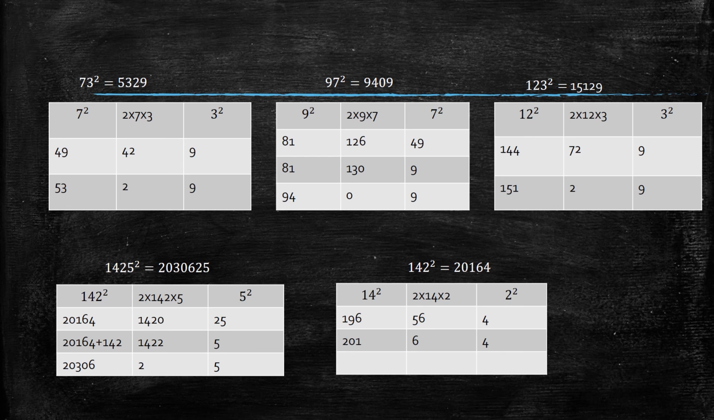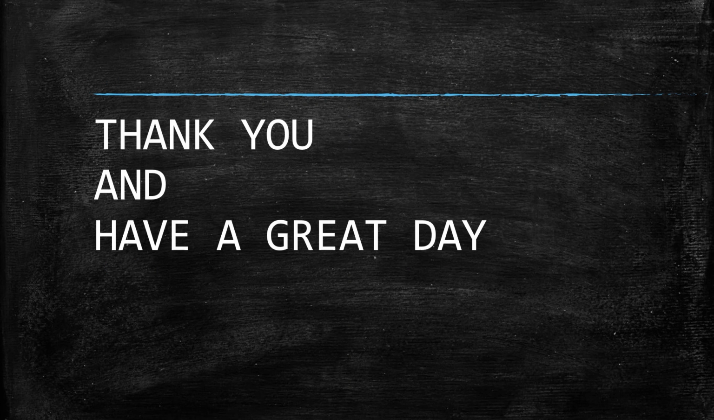Coming back to 1425 square, we now have 20164, 1420 and 25 in our 3 columns. We start from 25. We keep 5 and forward 2 to be added to 1420. We get 1422 where we keep 2 and 142 is forwarded and added to 20164 to get 20306. Thus we have our final answer: 1425 square is equal to 2030625. I hope you understood all the tricks explained in the video.